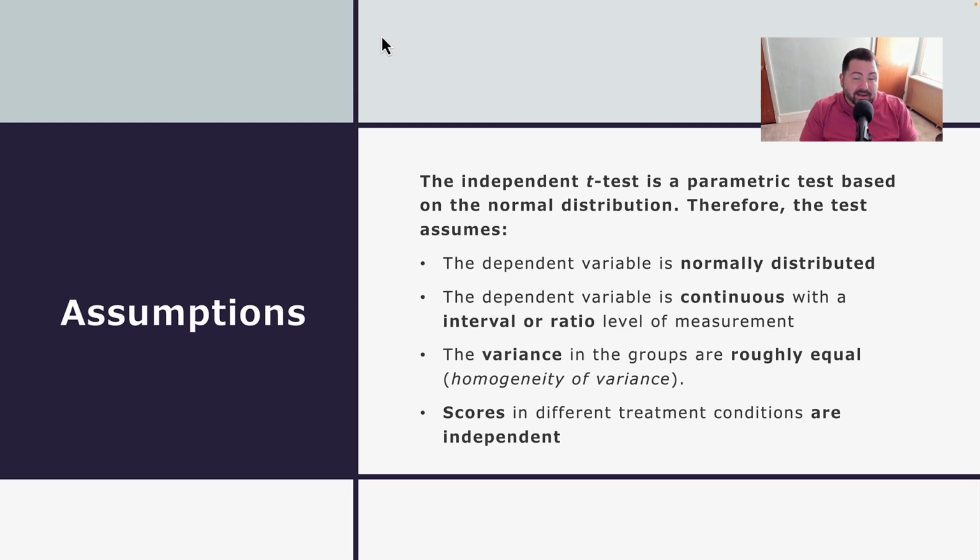The second thing that we assume is that whatever our dependent variable of interest is, it's going to be a continuous variable along the number line, and will be at least interval or ratio level of measurement. We've already confirmed that systolic blood pressure is a ratio level of measurement, so we meet that assumption.